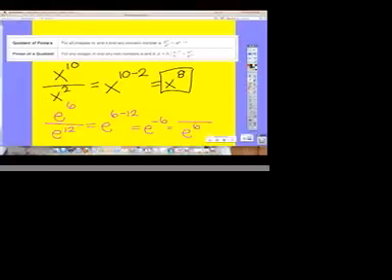Let's do another negative example. Seems like you ate up the positive examples. Let me erase this board. Okay, we'll do one with two variables in it. g squared h to the 8th, over, let's just do g and h to the 11th.